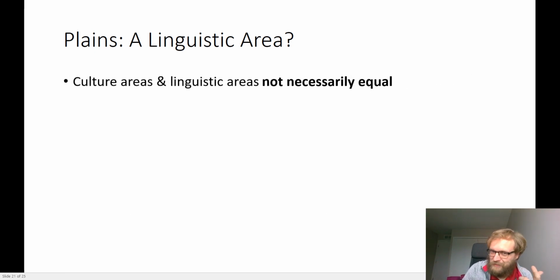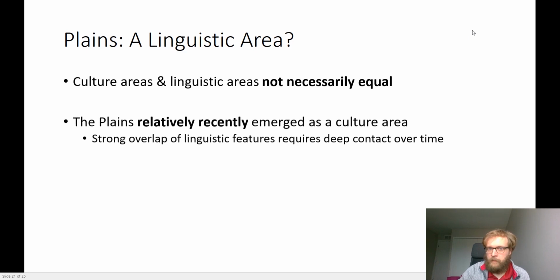However, it is important to note that a linguistic area is not necessarily the same as a culture area. Relatively recently, it seems to be the case that the Plains emerged as a culture area, for instance, with the introduction of horses and all these other sorts of post-colonial innovations driving people together in this area. A linguistic area seems to require a lot more time depth to develop.